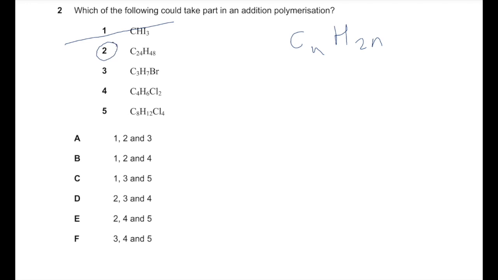Perfect. 3, that is a haloalkane, so that cannot undergo addition polymerization, so that's cancelled. 4 can undergo addition polymerization because it's an alkene that has halogen functional groups attached to it. 5 can also undergo addition polymerization. You could figure this out through deduction. Also, it's an alkene with halogen groups attached to it instead of some hydrogens. So the answer for this question is E, and that's question 2 completed.